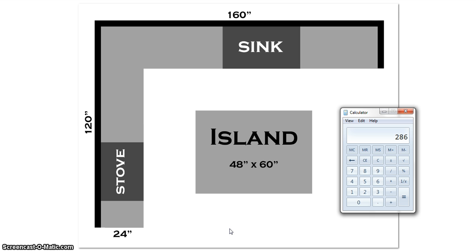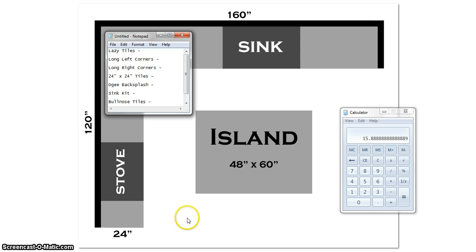The lazy tiles, again, are 18 inches wide by 24 inches deep. So to figure out how many lazy tiles we're going to need, we take our 286 and divide it by 18 inches. That gives us a little over 15 lazy tiles. So we always round up. We're going to need at least 16 lazy tiles to finish our project. Now that we've figured that out, we're going to pull up a sheet of paper and start keeping track of all this. So lazy tiles, we need 16.